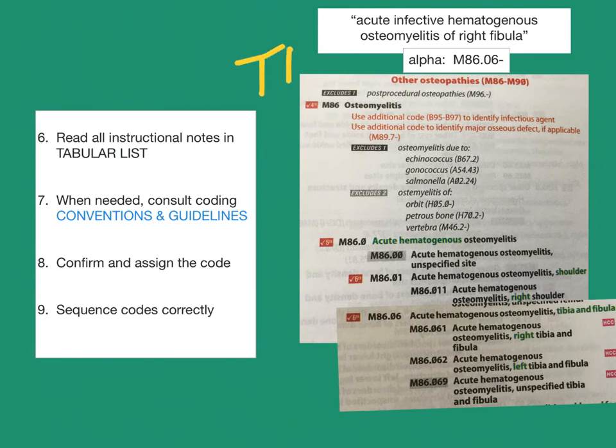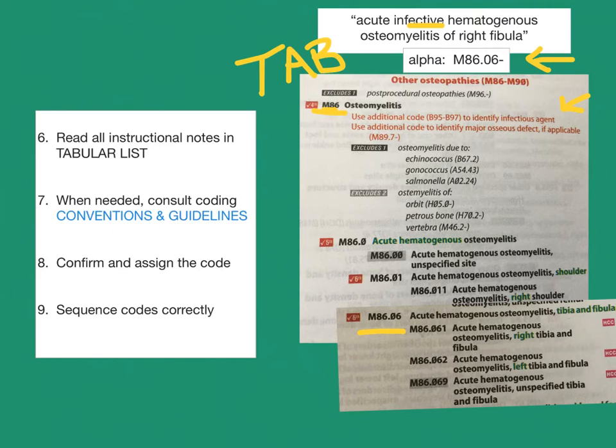Once we arrive in the tabular list for M86.06, we need to make sure that we are adhering to any instructional notes or conventions and guidelines. So first of all, for any code that starts with M86, we are instructed to use an additional code to identify the infectious agent. Well, our documentation says this is an infective condition, but it doesn't specify the infectious agent such as streptococcus. So that's not there. We don't need to worry about it. It has not been documented.